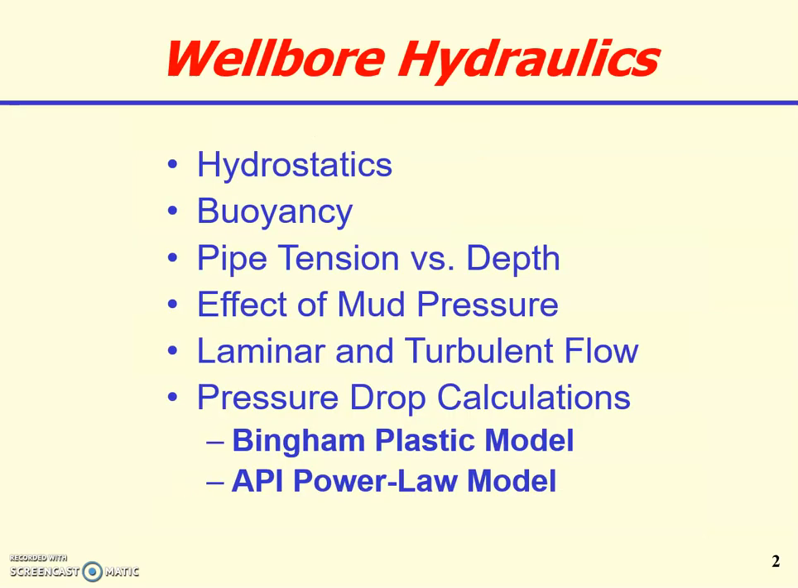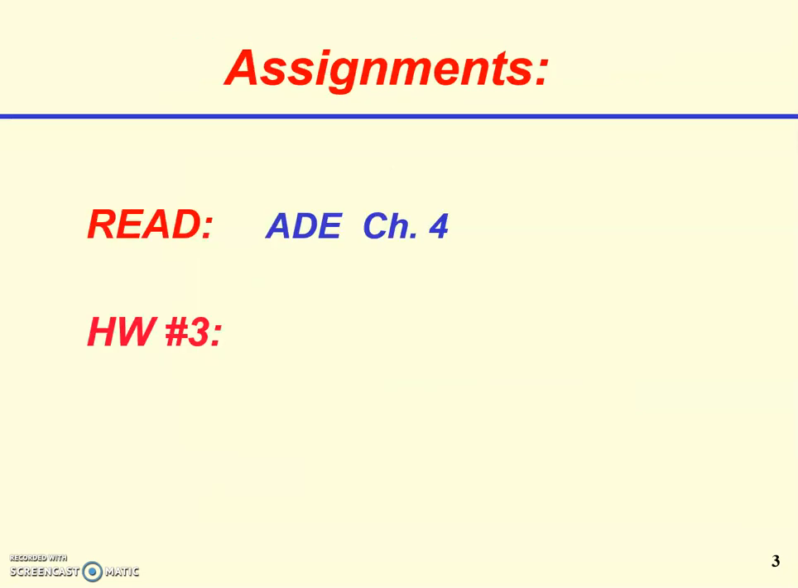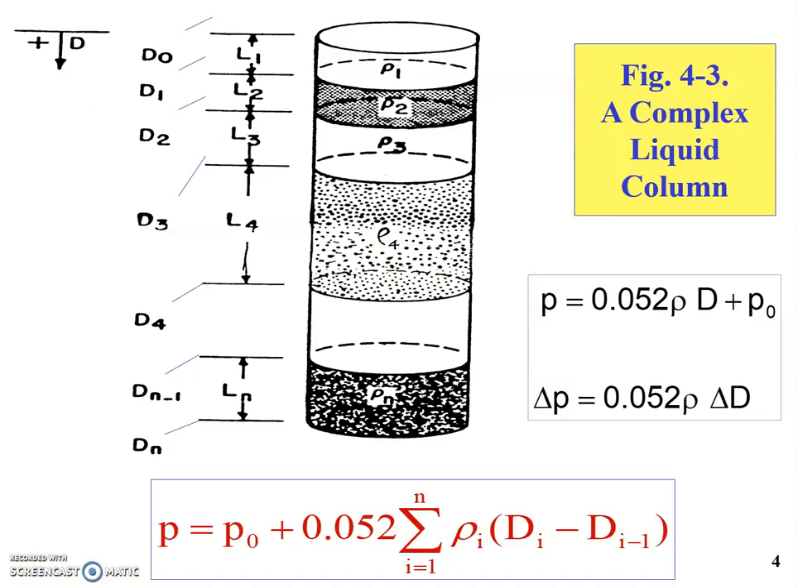So we'll talk about the hydrostatics, buoyancy force, pipe tension versus depths, effect of mud pressure, laminar and turbulent flow, and pressure drop calculations using both Bingham plastic model and API power law models. So again, this is chapter 4 as I mentioned, and the first thing that we're going to talk about is the hydrostatic pressure calculation, which we already did.